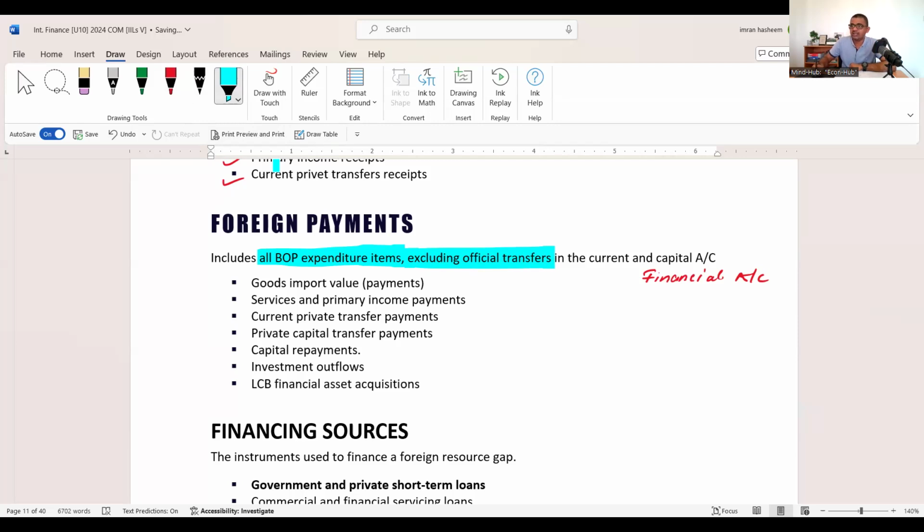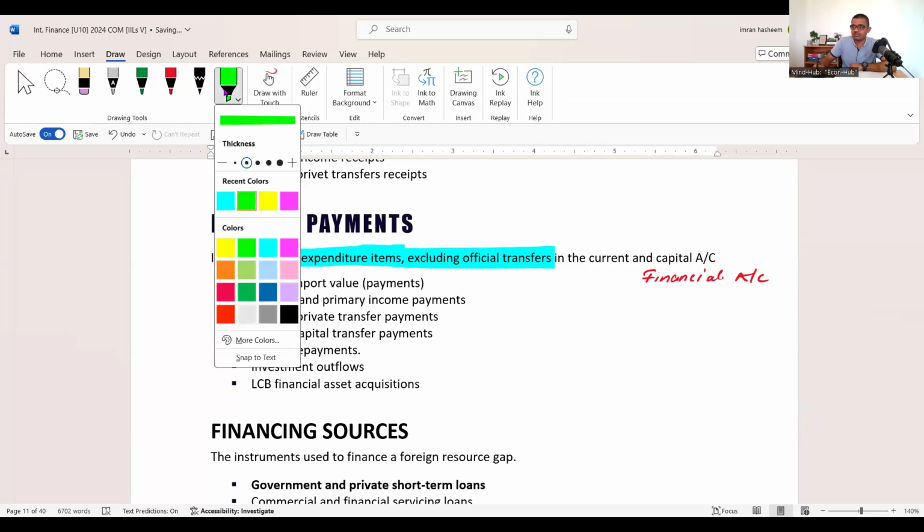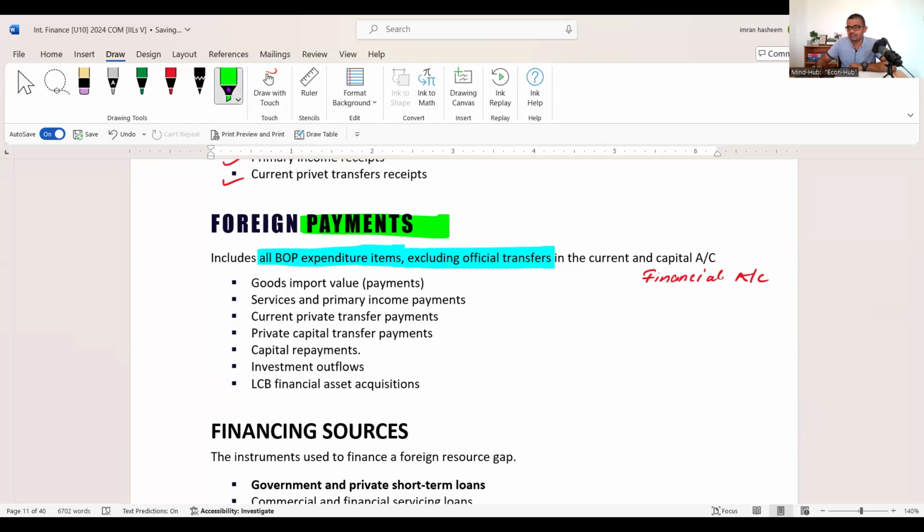Receipts as well as payments. Right. Let's look at the items. Goods account, imports is the outflow. Services and primary payment outflows. Current private transfer outflows. So 1, 2, 3. Now the current account is done. Okay? Then capital account, private capital transfer payments, capital payments for acquisition, things like that, all those.